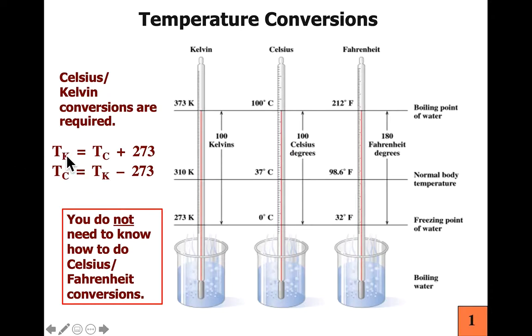So to get to degrees Kelvin, if you have degrees C, then you will add 273. So for example, if we had 20 degrees C, 20 degrees C plus 273 would make it 293 degrees Kelvin. And to get to degrees C from degrees Kelvin, obviously we just do the opposite of that. You do not need to know how to do Celsius Fahrenheit conversions, only these conversions backwards and forwards between Celsius and Kelvin.